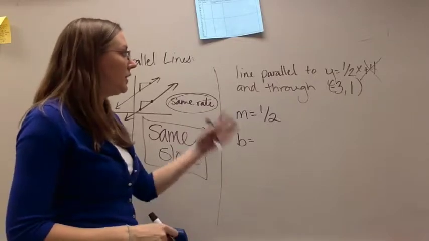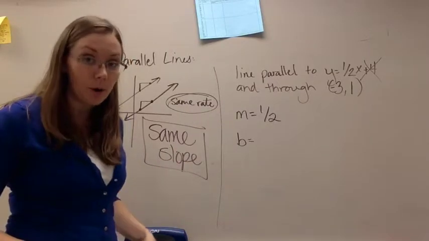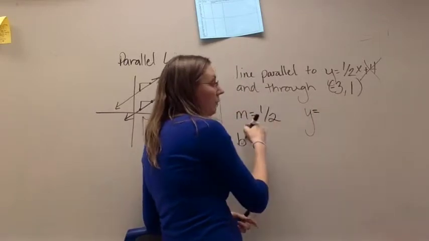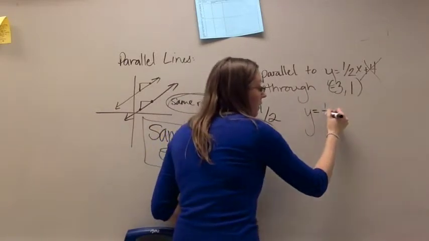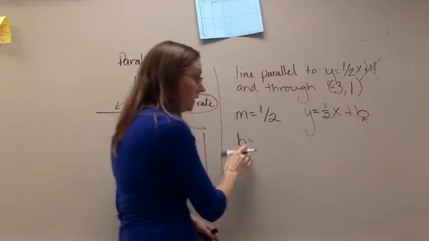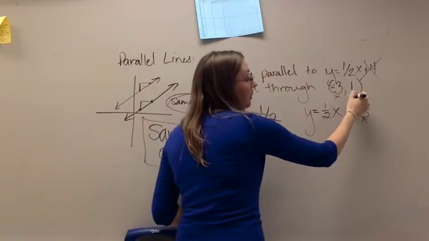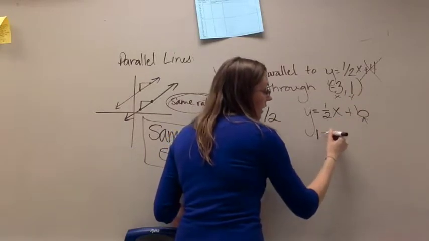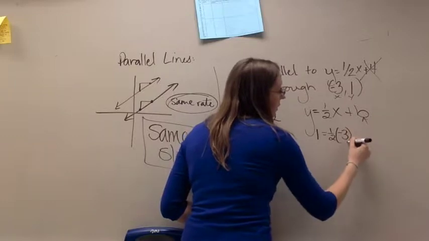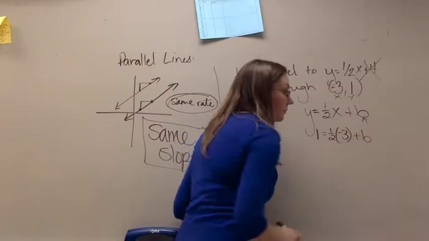Okay? So I'm going to take my slope-intercept form. Okay? y equals mx plus b. I'm going to plug in my new m, which happens to be the same as the old one. x plus b. I don't know b. I need it. I'm going to plug in an x. I'm going to plug in a y. So I have 1 equals 1/2 times negative 3 plus b.